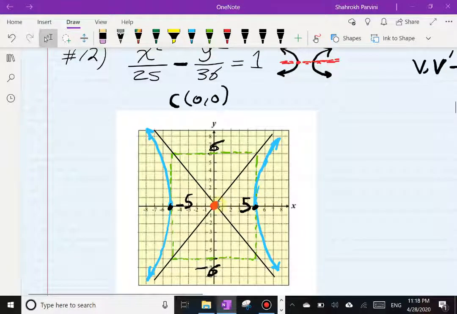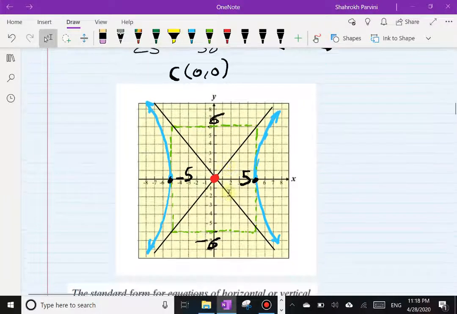So again, from the center, you go to the edge of the box. And from the vertex here, I just drew this branch. And then I drew the left branch of that hyperbola. And again, I just make sure that the branches approach these diagonals. The graph in blue is the graph of the hyperbola. Everything else is just extra. Okay? And that's how you graph this one.